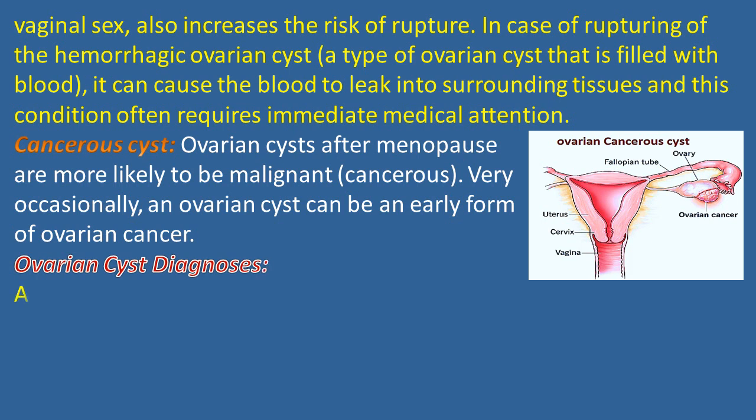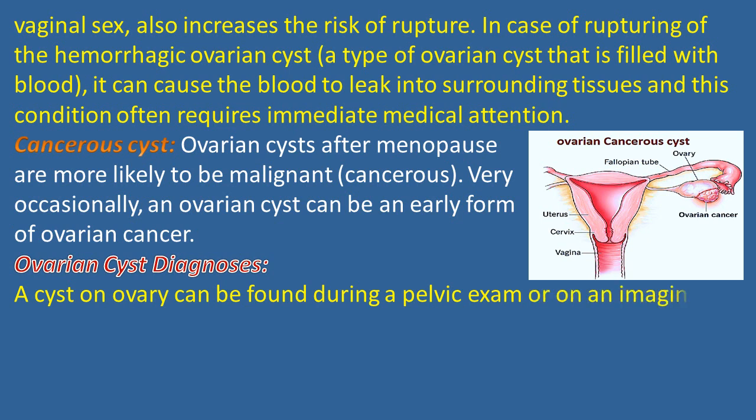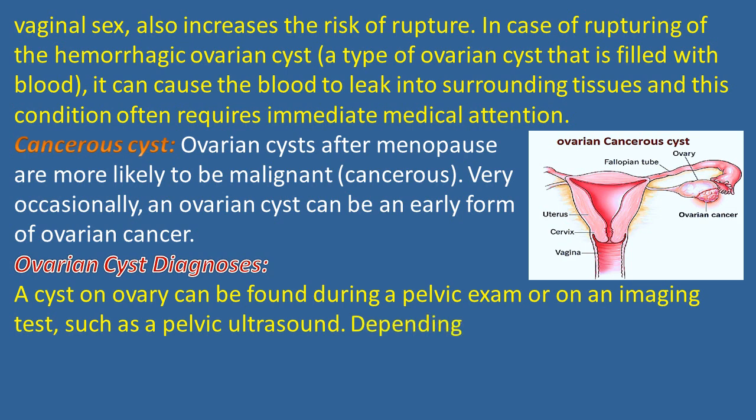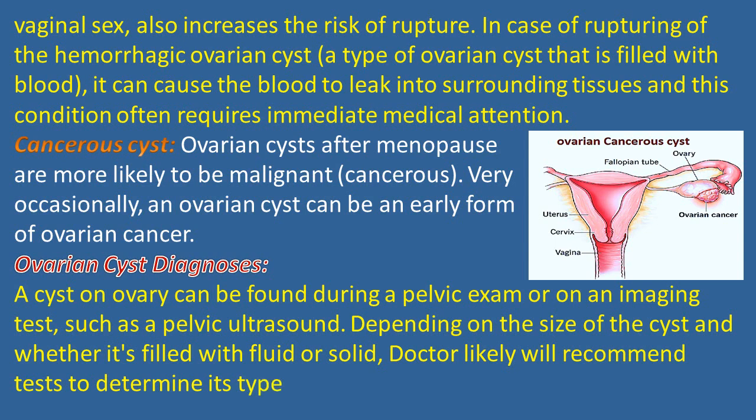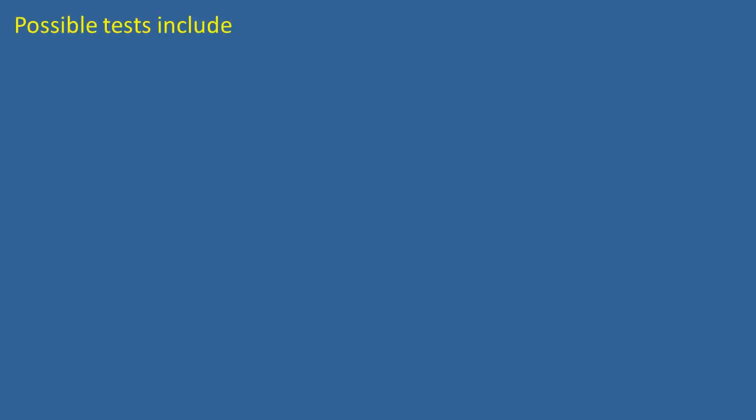Ovarian cyst diagnosis. A cyst on the ovary can be found during a pelvic exam or on an imaging test, such as a pelvic ultrasound. Depending on the size of the cyst and whether it's filled with fluid or solid, the doctor likely will recommend tests to determine its type and whether you need treatment. Possible tests include pelvic ultrasound.